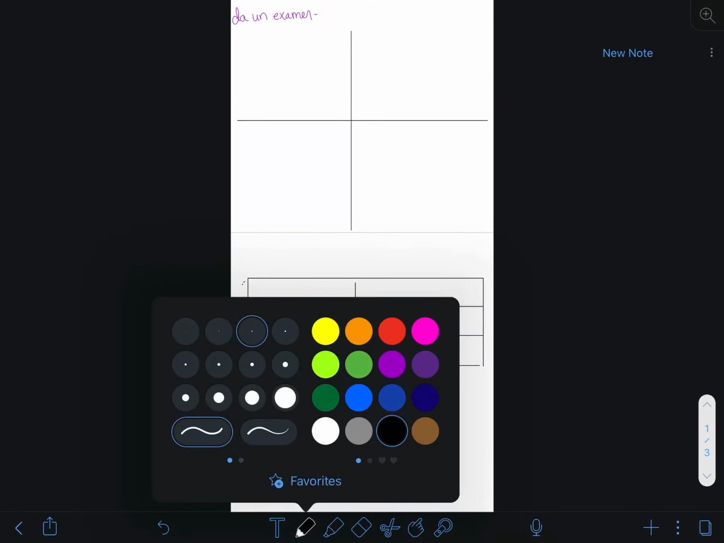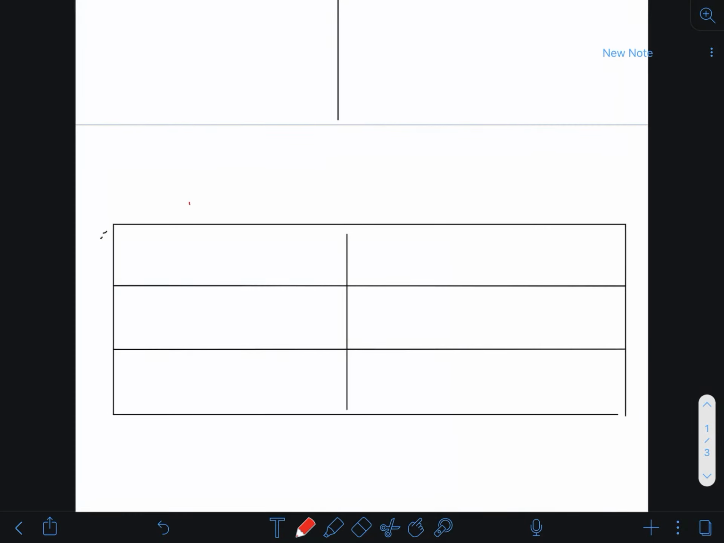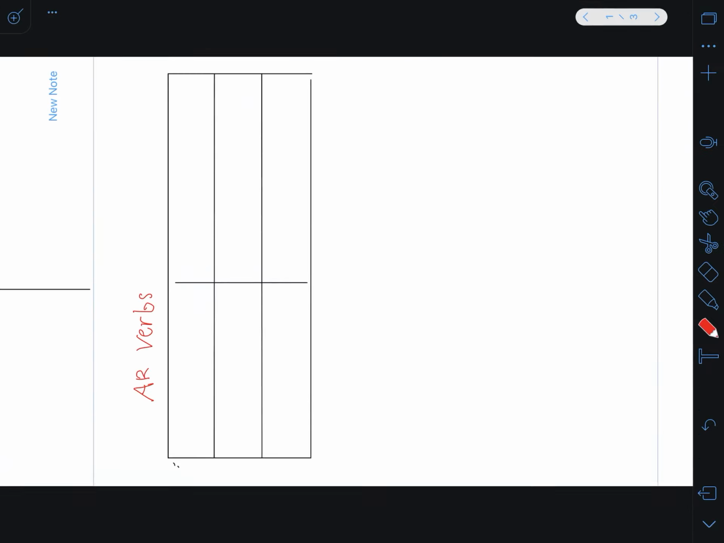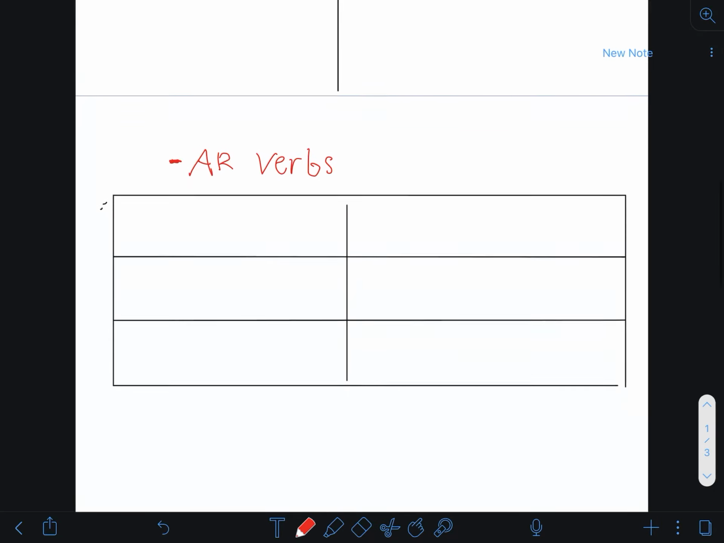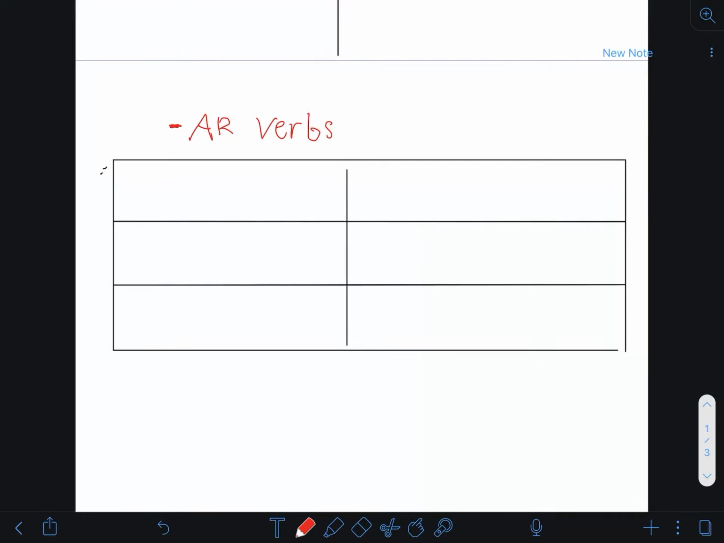Gonna go through the video that I created for you the other day. Just setting up the words we need to know. So again, here's our AR verbs. We've talked about this on the Zoom on Monday, but just a good reminder.